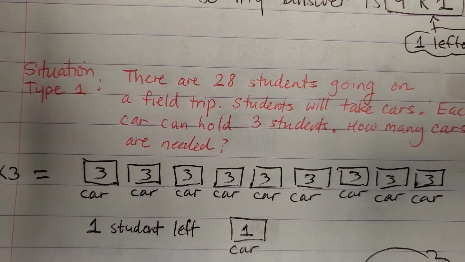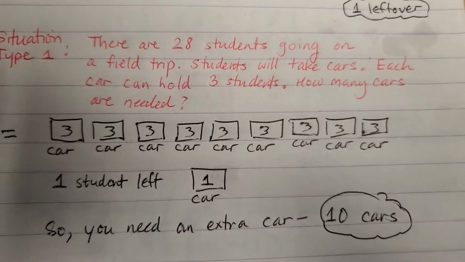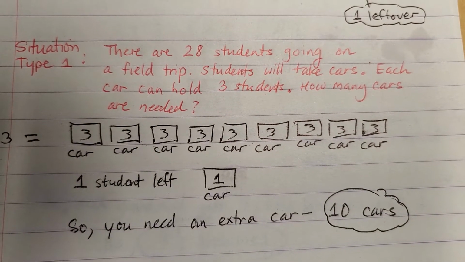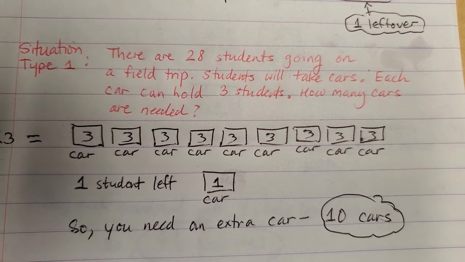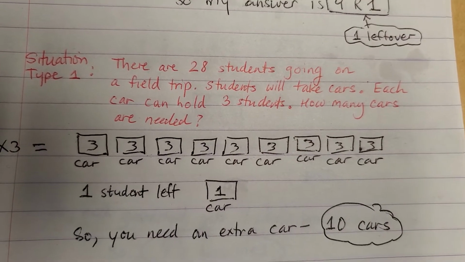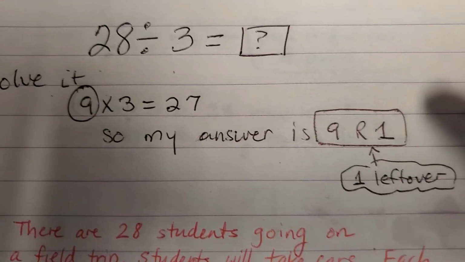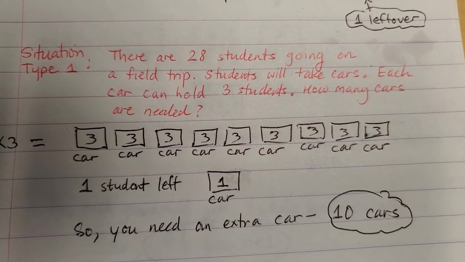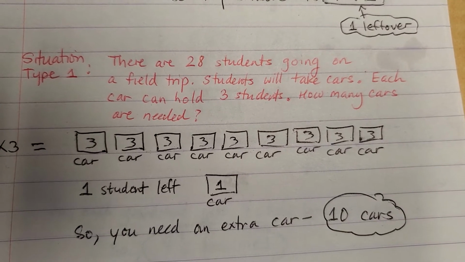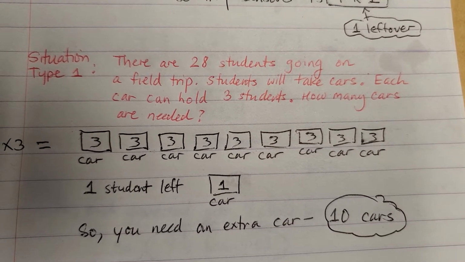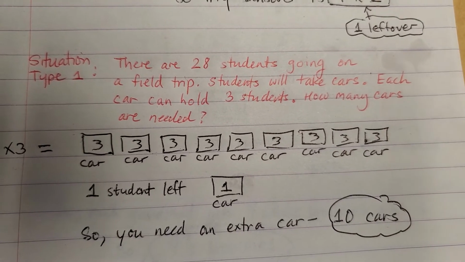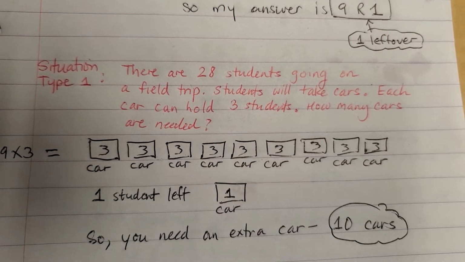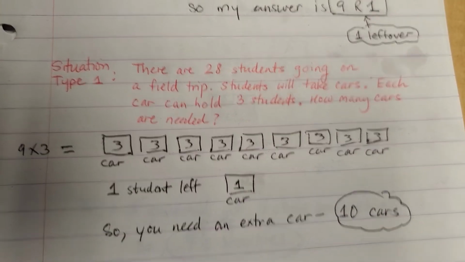But that's the answer. The answer would be 10 cars. Because you need 9 cars of 3 and you need an extra car for the leftover student. So the answer is 10 cars. So here you have to bump your answer up. Even though the answer to 28 divided by 3 is 9 remainder 1, the answer to this situation is 10 cars. Because you can't leave the extra student off the trip. So you need an extra car. So that's a typical situation. I call this the van car situation, where you need an extra of something to answer the question.